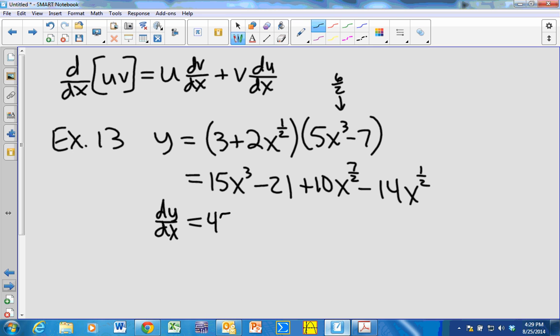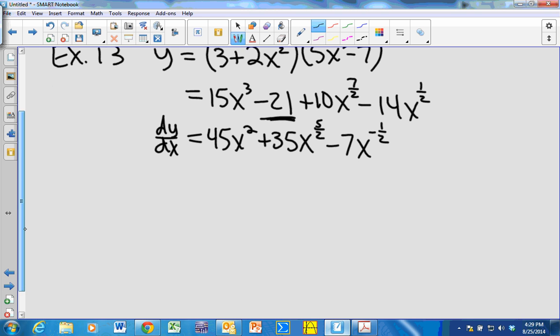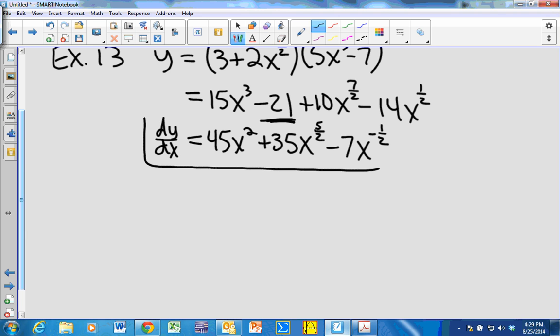Now let's find dy dx. So here we would get 45x squared, a constant, this right here will give me 0. Then I need to do 7 halves times 10. That would be 70 over 2, or 35x. I need to lower the power by 1. So 1 in halves is 2 halves. 7 halves minus 2 halves, 5 halves. Minus a half times 14 is 7x. And then 1/2 minus 1 is negative 1/2. So this is dy dx. Now this is the correct answer.